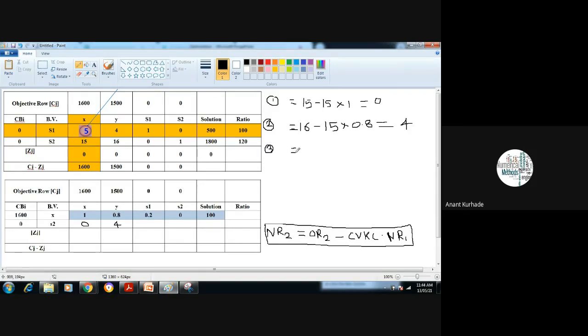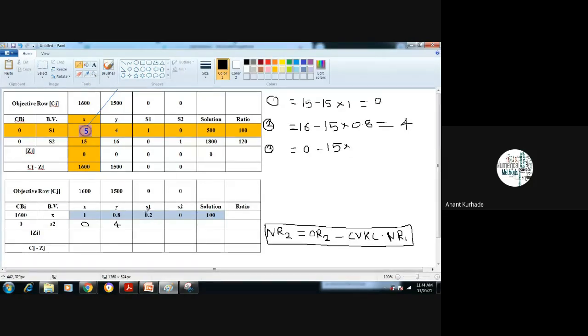Third is equal to, corresponding it is 0. Old value minus 15, always, because it is the corresponding value of key column, into the new value of R1. What is that new value?